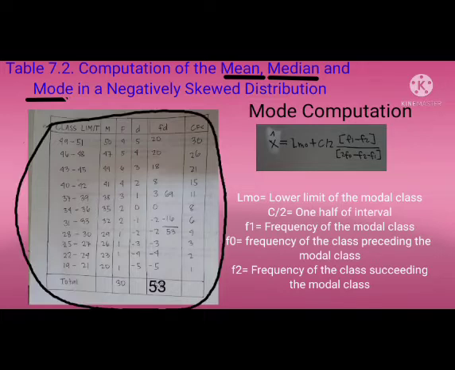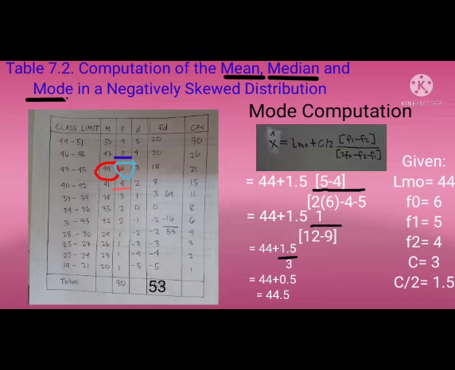So in this table, 44 is our lower limit of the modal class. One half of the interval, which is 1.5, times F1, which is 5, minus F2, which is 4, over 2 times F0, which is 6, minus F2, which is 4, minus F1, which is 5. So we will compute this.